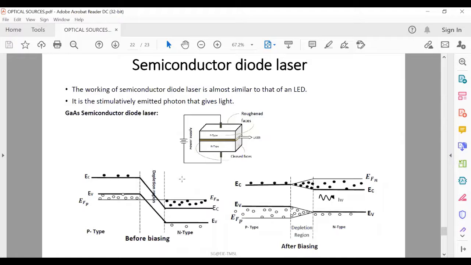Now, in case of LED, what happens? It is the spontaneous emission of photons that gives the light, whereas in the semiconductor diode laser, it is the stimulated emitted photons that give the light. Okay. Now the familiar intrinsic semiconductors such as silicon and germanium are indirect bandgap semiconductors, and the electron hole recombination is easier in direct bandgap semiconductors.